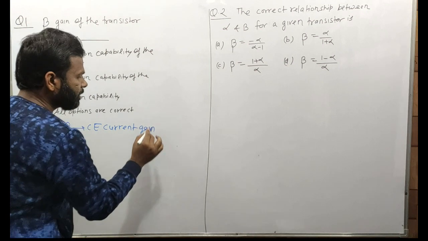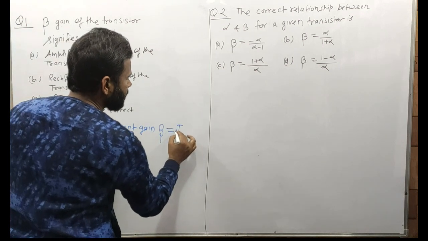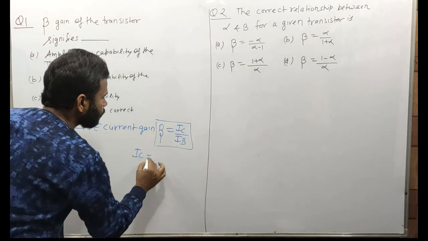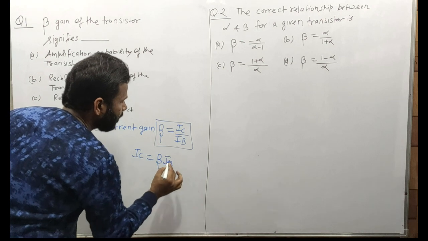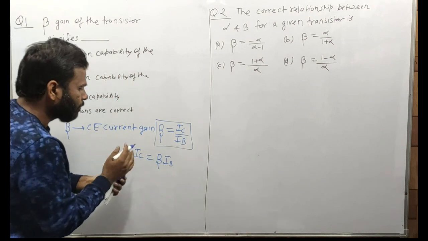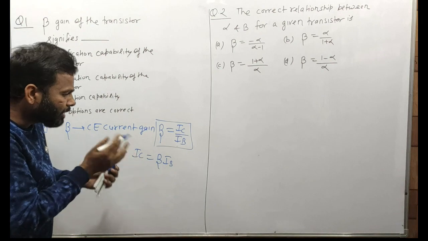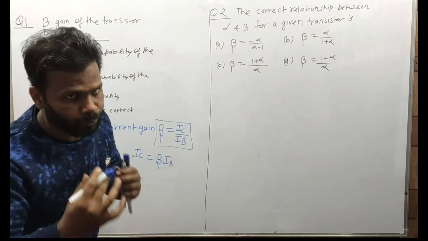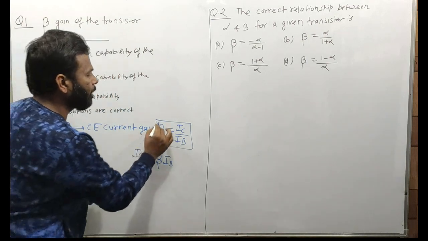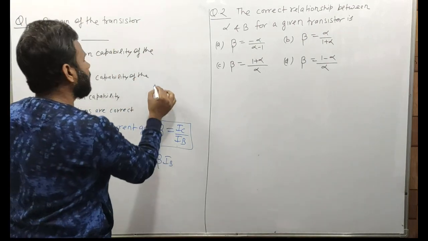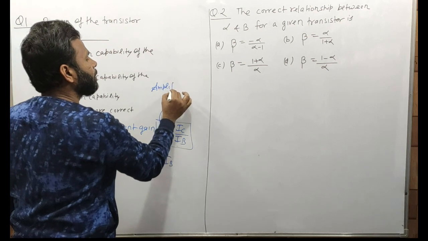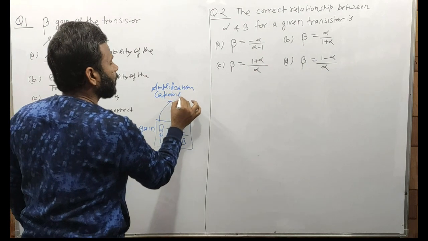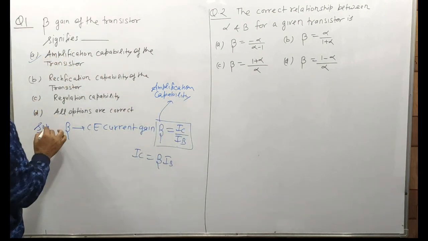gain, that is beta is IC by IB. It shows that the IC equals beta times IB. If IB is very less, then beta implies how much input current is amplified to the output. Clear hai yaar? So this beta shows the amplification capability. Is it okay? So for this question the correct answer is A.